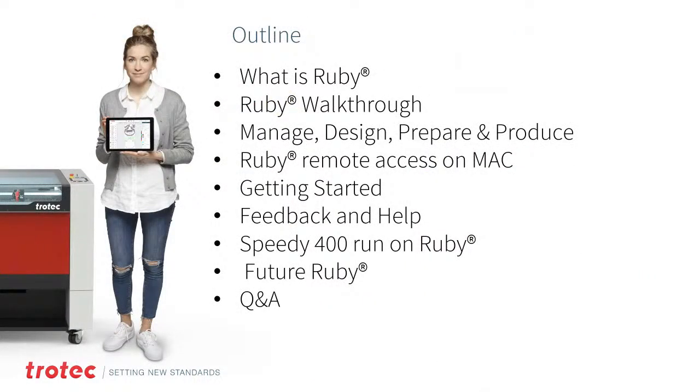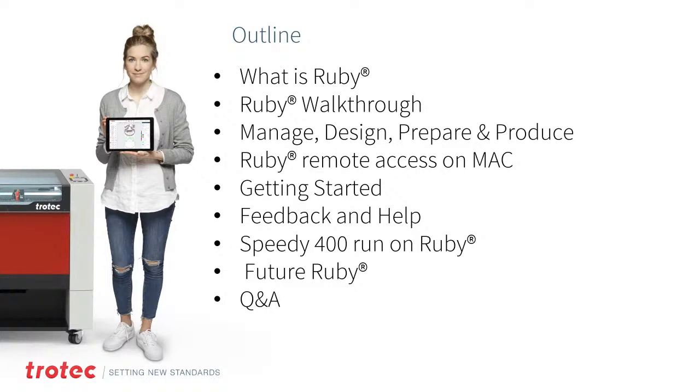So today's outline, we're going to cover a little about Ruby and all there is to know about Ruby within this software. What it is, we're going to give you a basic walkthrough of how it works, and then I'm going to go in depth into the four main screens within Ruby: the Manage, Design, Prepare, and Produce screen. I'm also going to show you how to use Ruby with remote access. Anywhere in your remote network on an office network, you can actually run it, including with a Macintosh now with this version of the software.